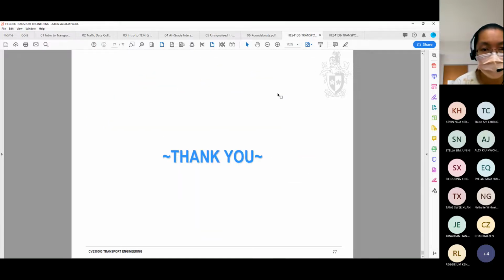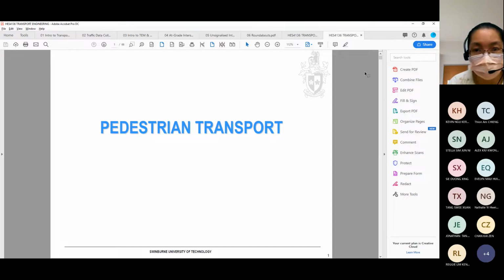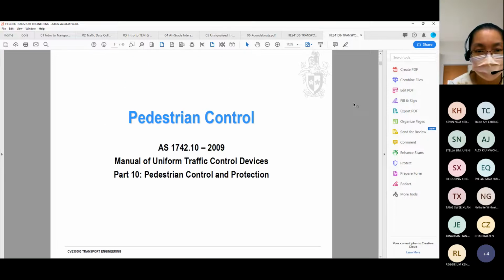Yep. So that's pretty much it for signalized intersection. And the last topic that I'll touch on is on pedestrian transport, a short topic. So this one, I think, should be easier to remember because it's towards the end of the semester. Okay, so pedestrian transport, we discussed from 3 aspects.